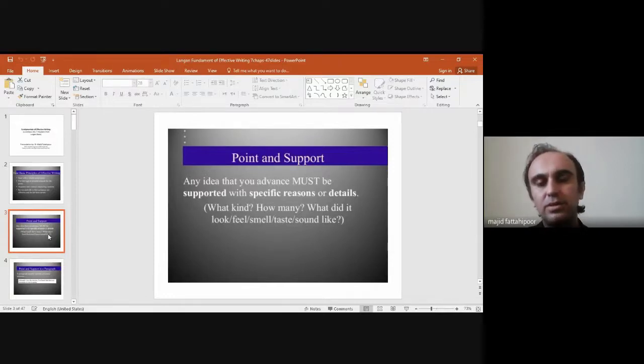So we have one point, we have a few supports. This is the structure. We cannot have many points and many supports. We cannot have many points and one support. The only structure which is actually agreed upon in academic writing is that you have at least per paragraph one point and more than one support, two supports, three supports, four supports. So this is the basic structure to put it simply.